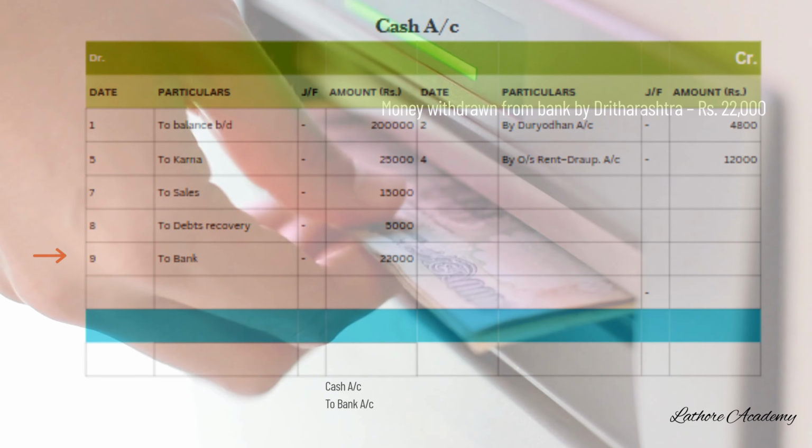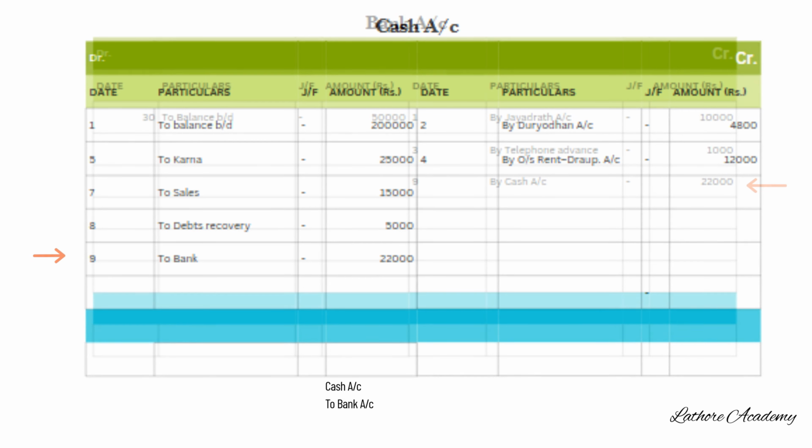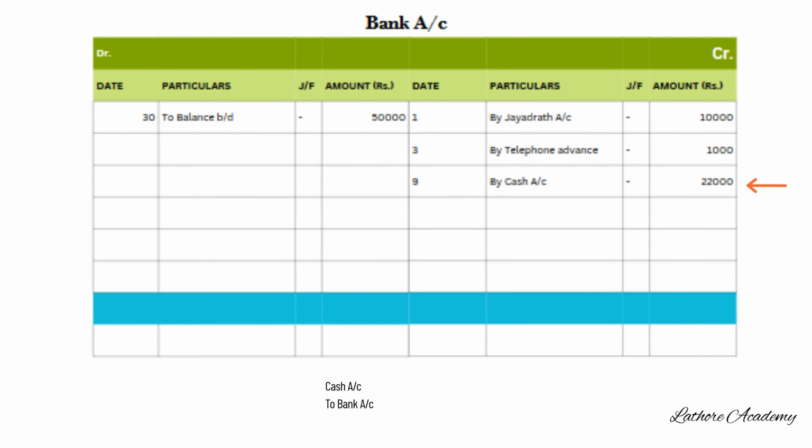So the journal entry is cash account debited to bank account. Accordingly we have to post it on the debit side of the cash account by bank account, and opposite, we have to pass the posting entry: bank account is credited by cash account. On the right side of the bank account we have to post it by cash account, 22,000 rupees.